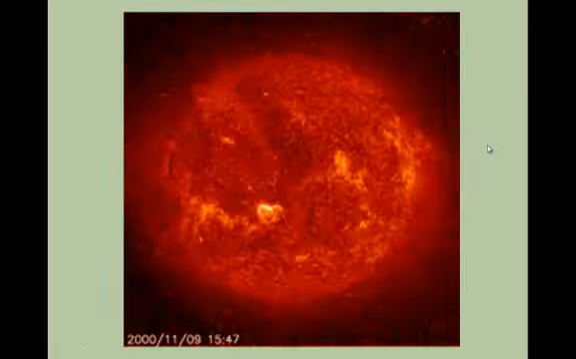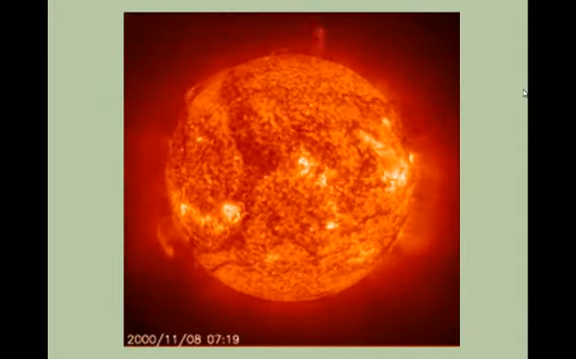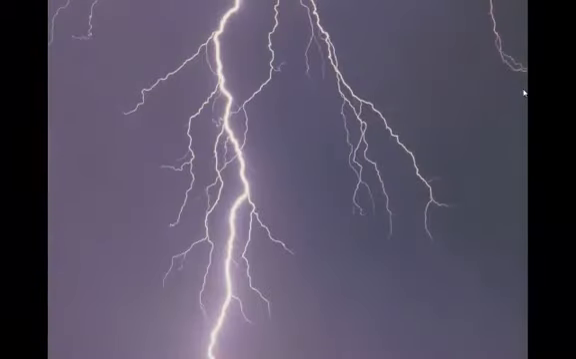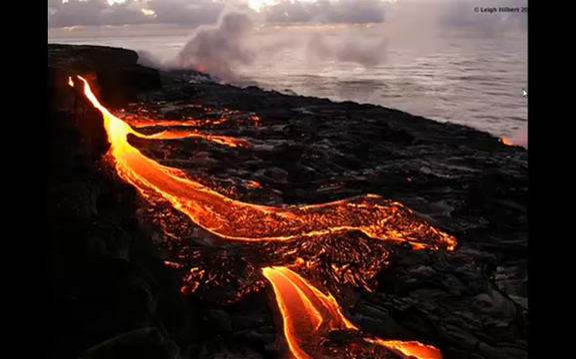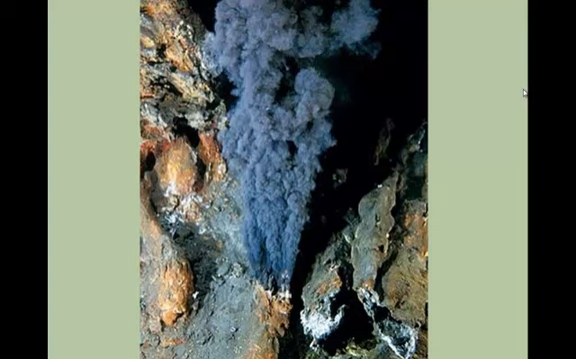So I really like this little clip of the sun. It's kind of interesting. Here's some lightning. Here's a lava flow. And here is a hydrothermal vent. This is a crack in the crust of the Earth under the ocean where hot water with chemicals in it is spewing forth. This is what they call a dark smoker or a black smoker, and it has sulfur compounds in it, hydrogen sulfide and other things that are present within it.